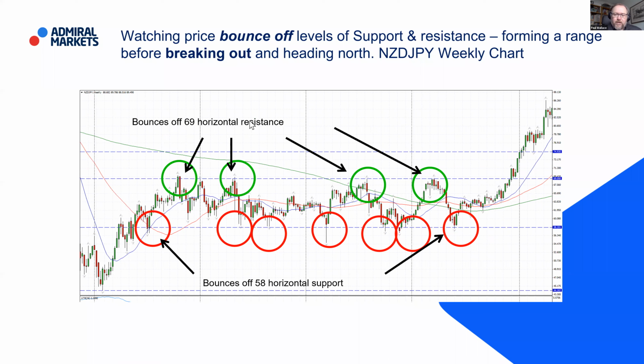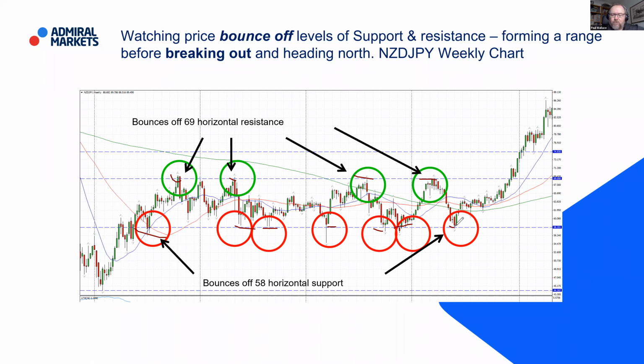In this case, this is an interesting example. This was the Kiwi yen on the weekly chart. What we can see here is price bouncing off levels of support and resistance, which forms a range, before it breaks out and continues to head northwards. I always find it an interesting chart because for about four and a half years, the Kiwi yen was bouncing off resistance at the 69 level, which you can see at the top, and also bouncing off areas of support around 58.